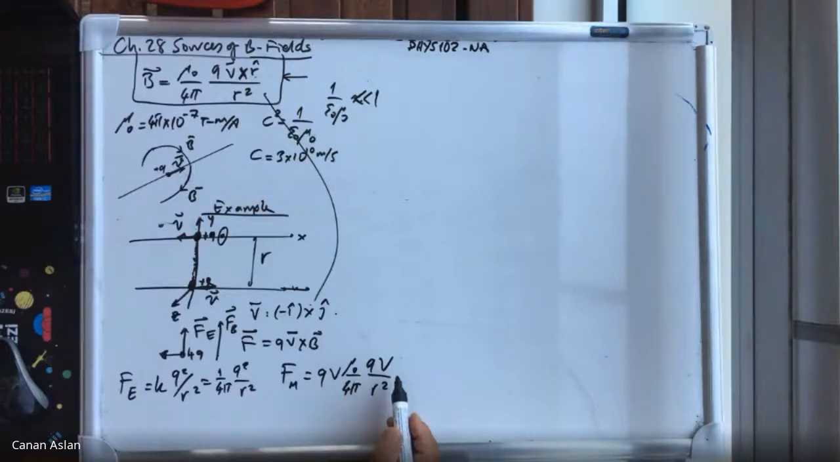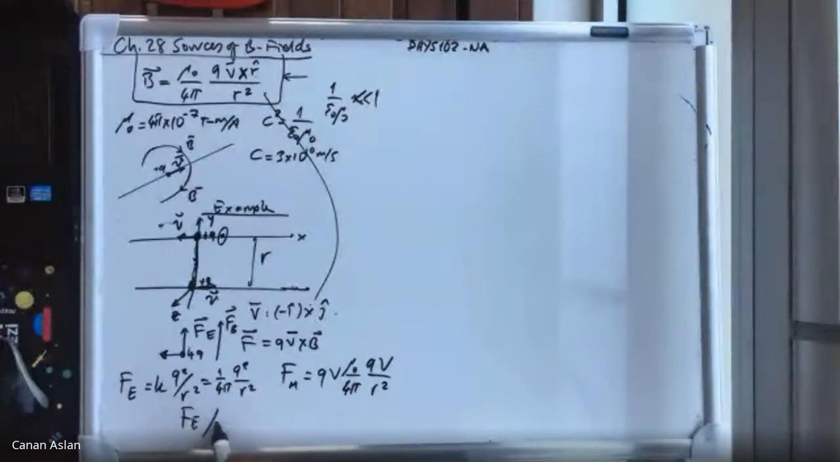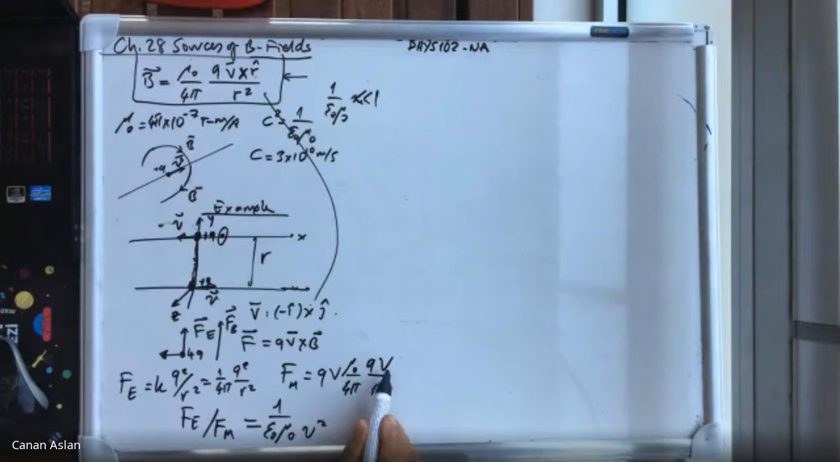We have this result. Now, if we multiply, okay, so anything canceling? Nothing, okay. So if we divide Fe by Fm, the result will be equal to simply 1 over epsilon 0 mu 0 times V squared. See V squared there, okay. So it's nothing but C squared over V squared.